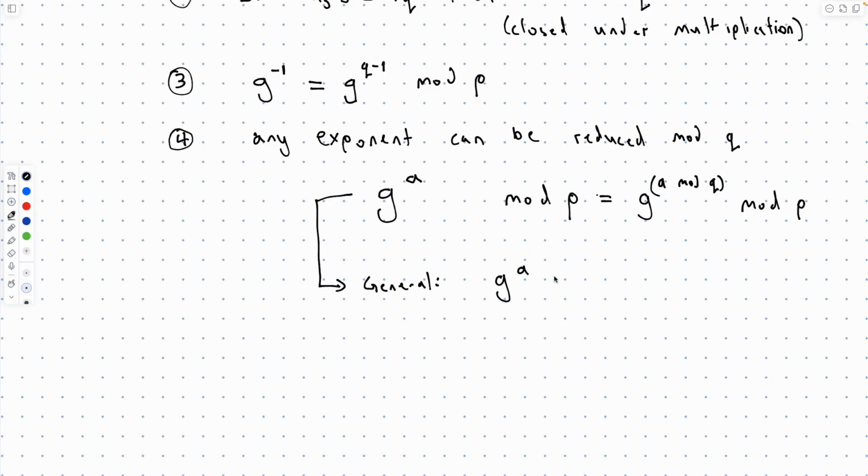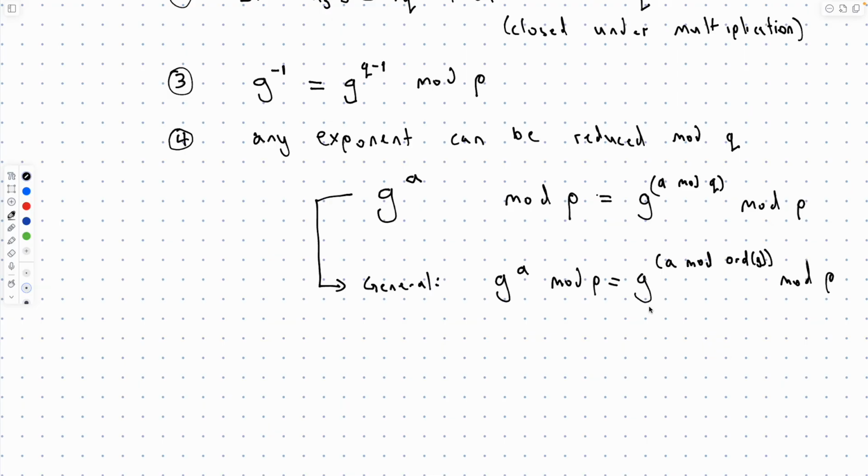Okay. g to the a mod p is g to the a mod, and instead of q, what I can write here in a more general way is the order of g. Okay, so we know that g has order 11. We set it up that way. So that's why it's q. Because g is in GQ, it has order q. That's why we substitute q in.